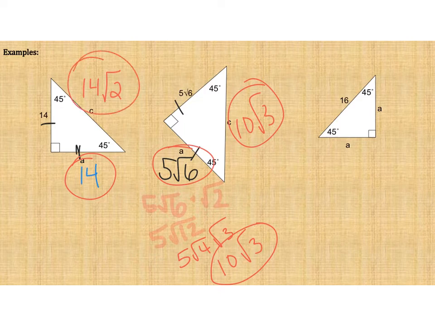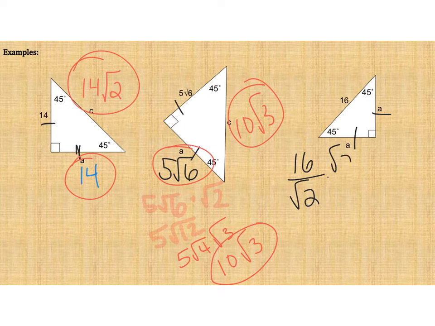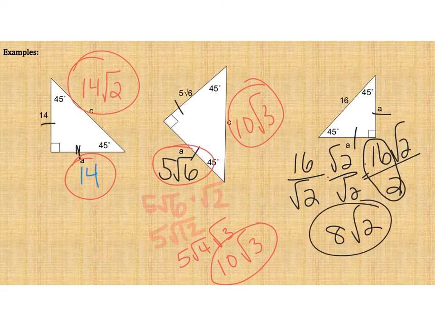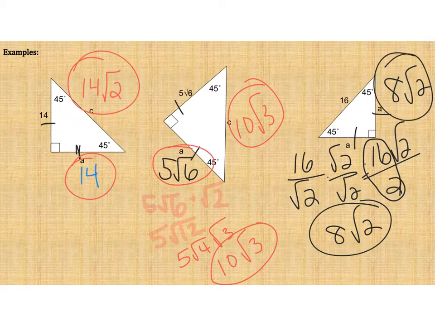Let's look at the third example. You're given the hypotenuse and you need your legs that are equal, so you need to go backwards. So you're going to take that 16, and the rule says, to go from hypotenuse to leg, you divide by root 2. Can't have a radical in the denominator. Need to multiply the top and bottom by root 2. 16 root 2 over root 4, which is 2. You can cancel these, which gives you 8 root 2 for each leg.